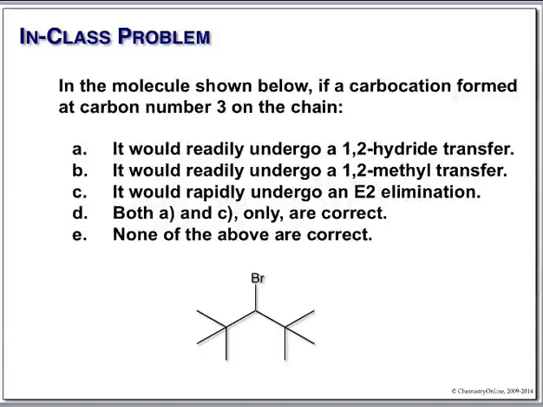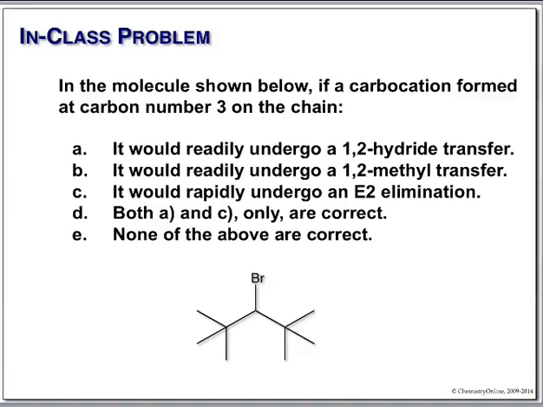All right, if we made a carbocation here, what would happen to it? Would it undergo a 1,2 hydride transfer? Once again, there is no hydrogen on either carbon to transfer, is there? So, no hydride. It would undergo a 1,2 methyl transfer.